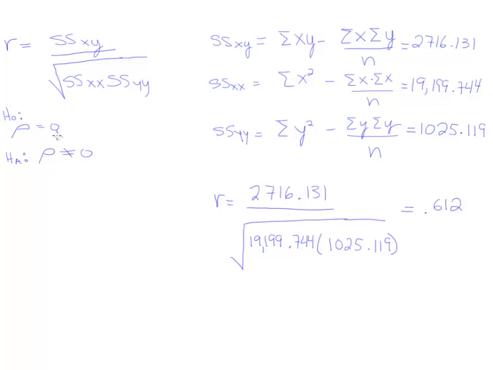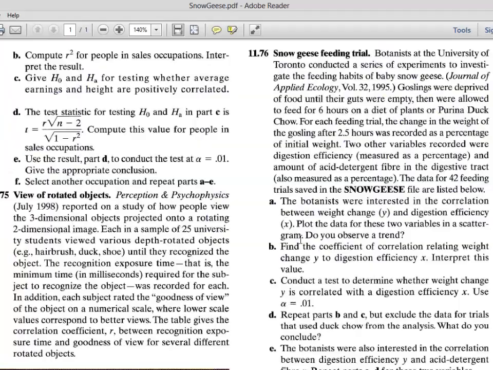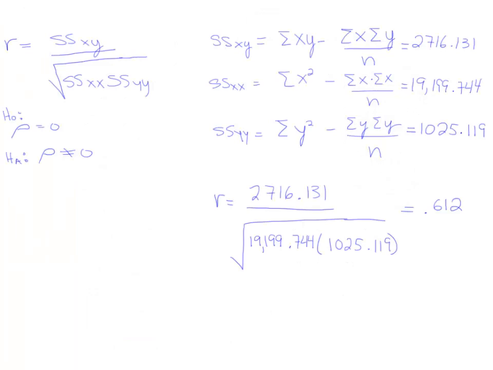So I think we should run this test because the problem doesn't specify a particular direction for the correlation. It just says test to see if there is correlation, right? It doesn't say that we should test to see if it's positive. Notice it says conduct a test to determine whether weight change is correlated with digestion efficiency. It doesn't say positively correlated or negatively correlated. If it used any of those two words, I would probably run a one-tailed hypothesis test. And we're going to just put a little note here at the top that alpha is 0.01, and we're going to use this two-tailed procedure.